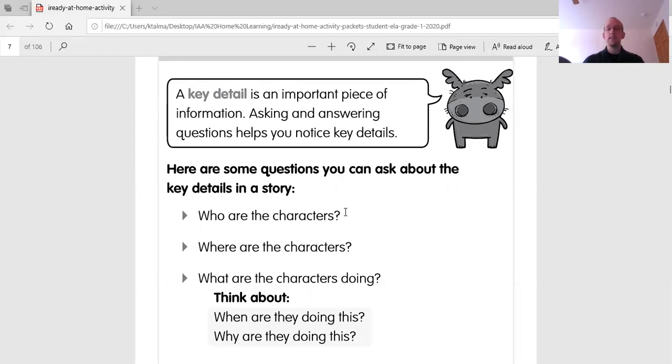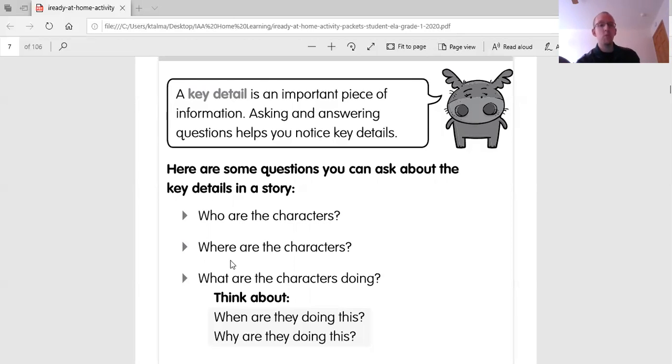Now, if you're in my class, you might remember this, but we're going to do the motions to go along with characters. A character, do it with me, is a person or an animal that says or does something. So if you're asking who are the characters, you need to listen for people or animals in your story.